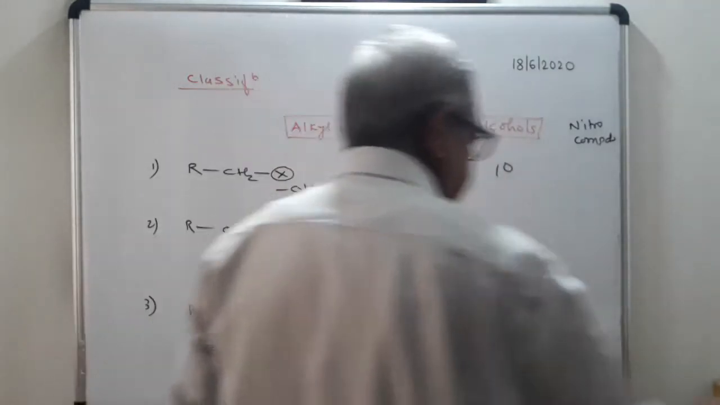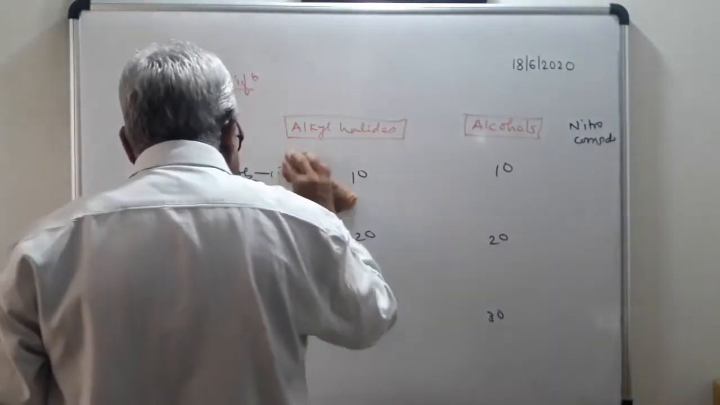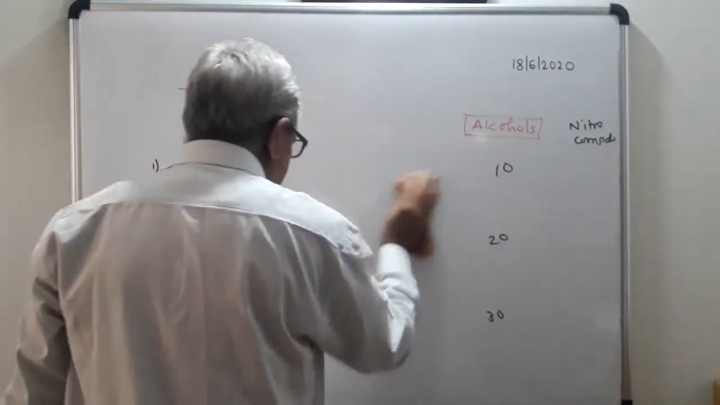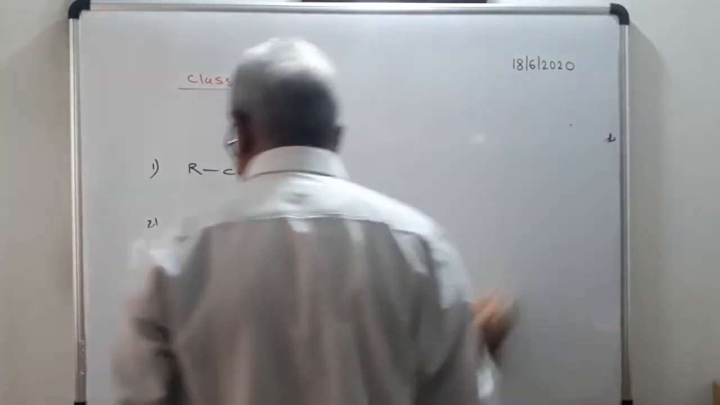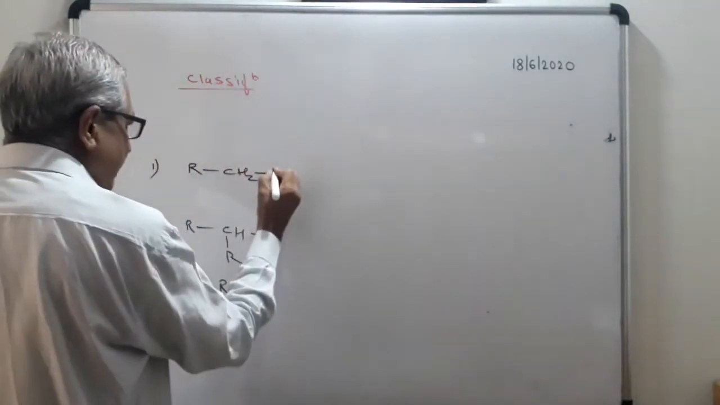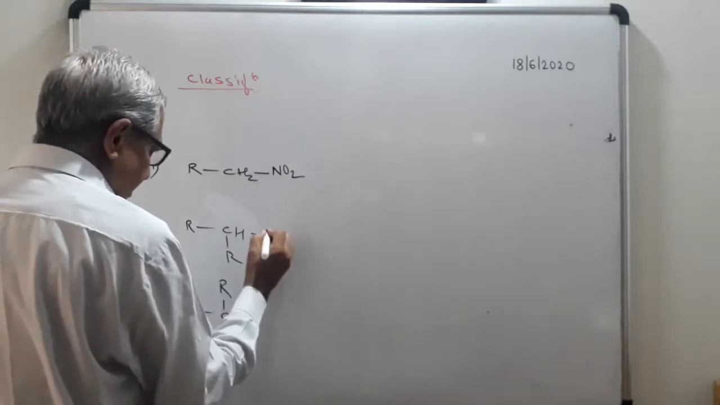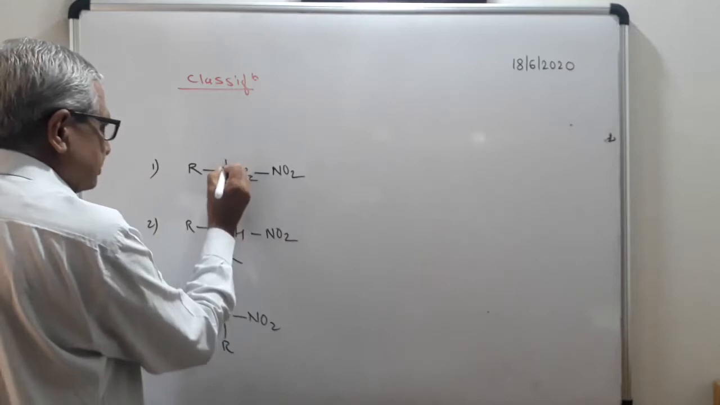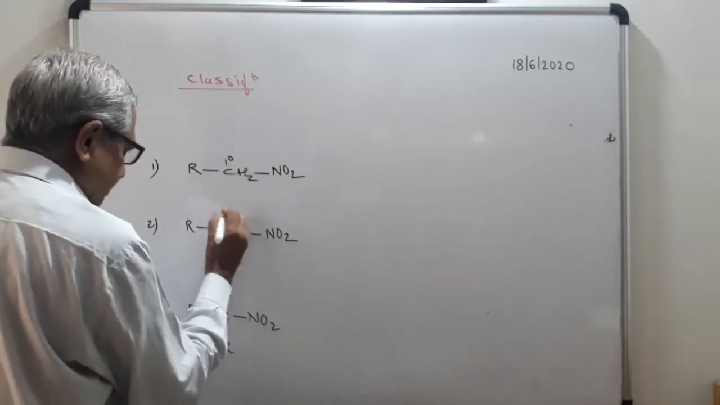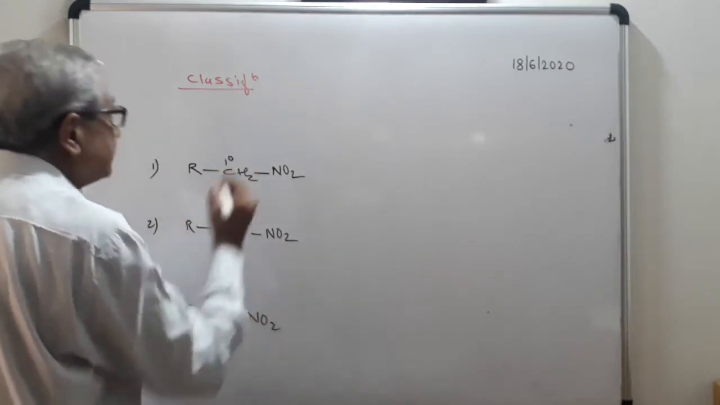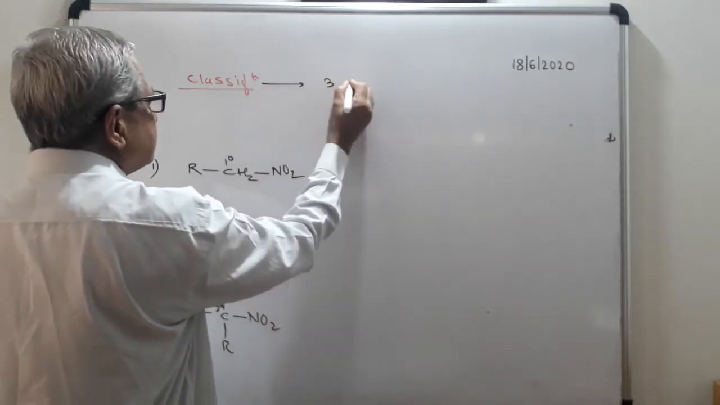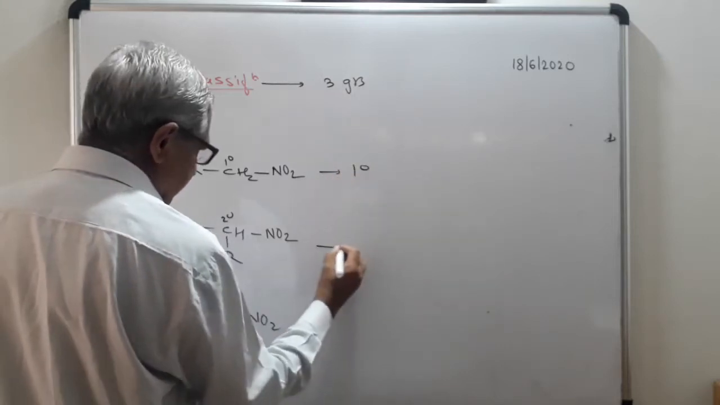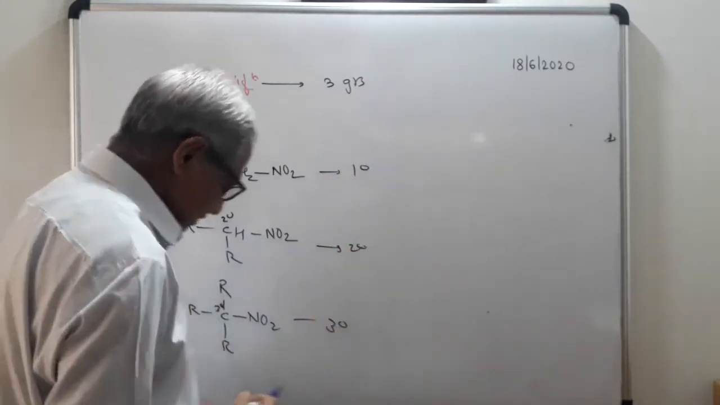Now see here, in this case, when all these H and OH are substituted by the NO2 group, right here NO2 group, again here nitro group, here NO2 group is attached to the primary carbon, it is attached to the secondary carbon, it is attached to the tertiary carbon. So we can say that nitro compounds are classified into 3 groups, that is primary, secondary and tertiary.